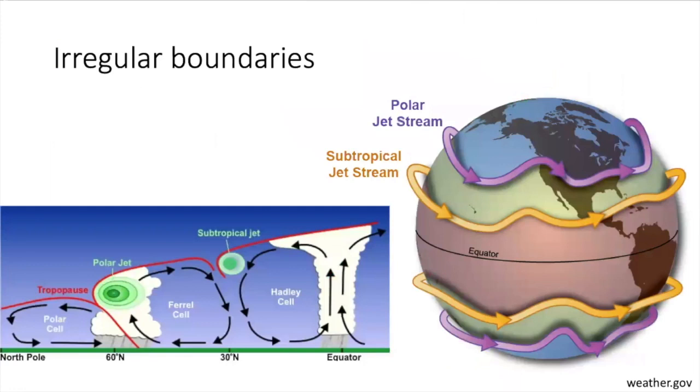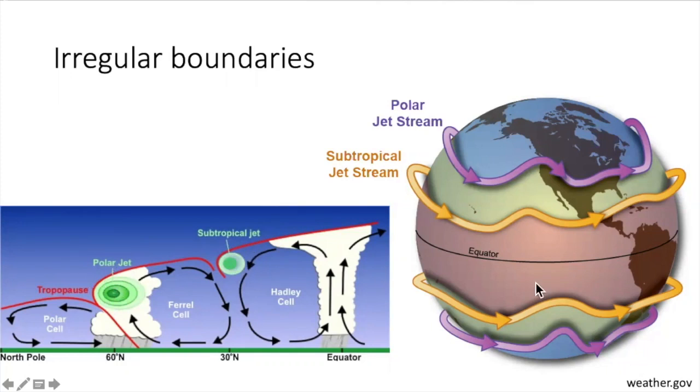Now, I want to make it clear that even though we talked about these boundaries, the equator, 30 degrees north latitude, 60 degrees north latitude as boundaries between the Hadley, Ferrel, and polar cells, these are dynamic boundaries. And you can trace those dynamic boundaries by looking for the subtropical jet stream and the polar jet stream.